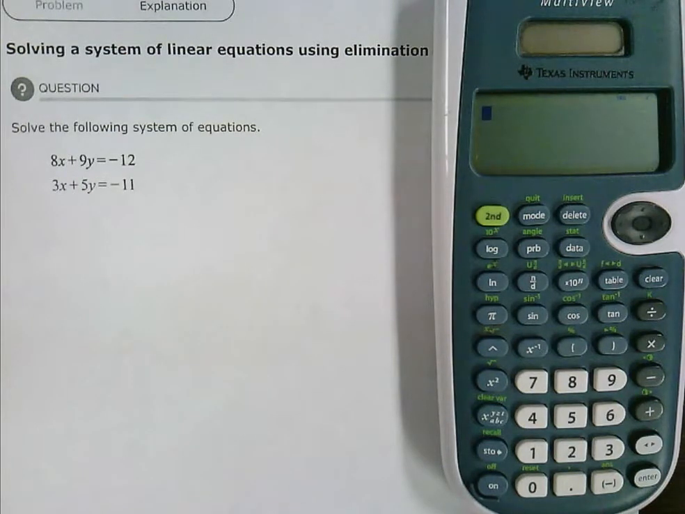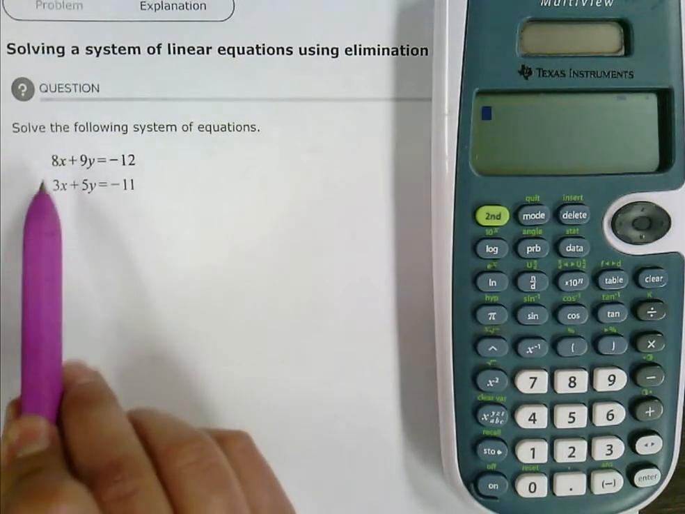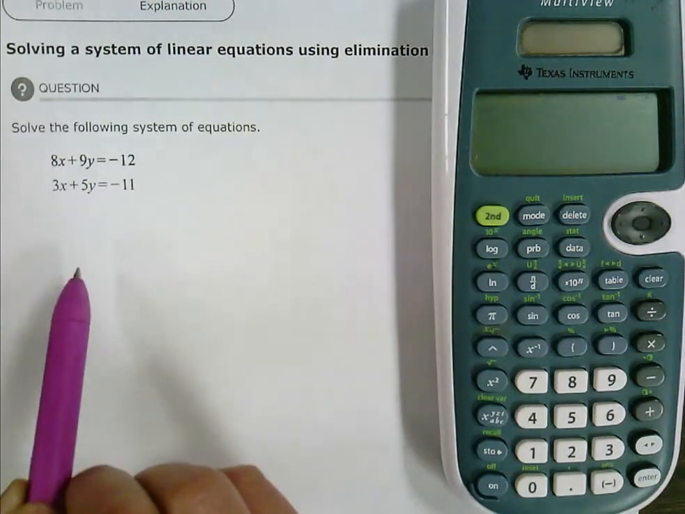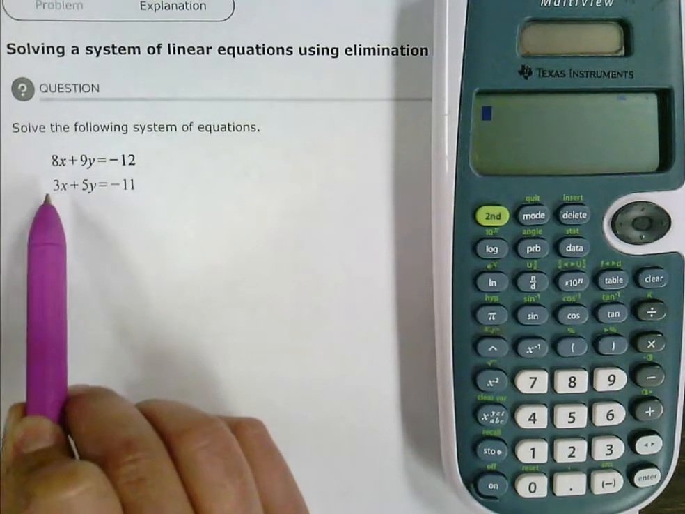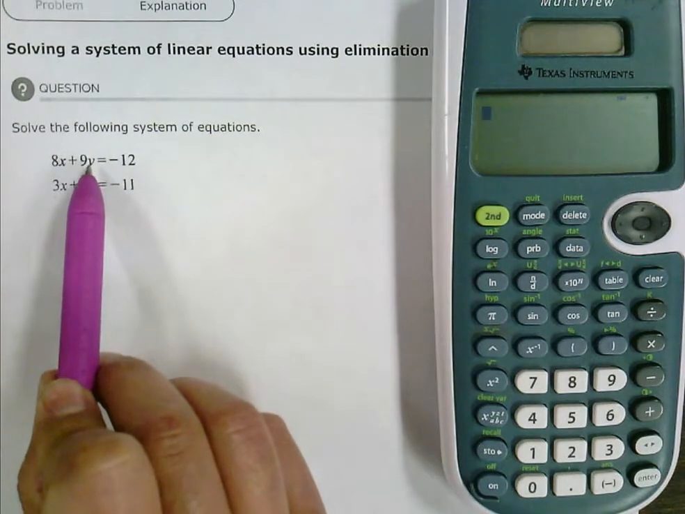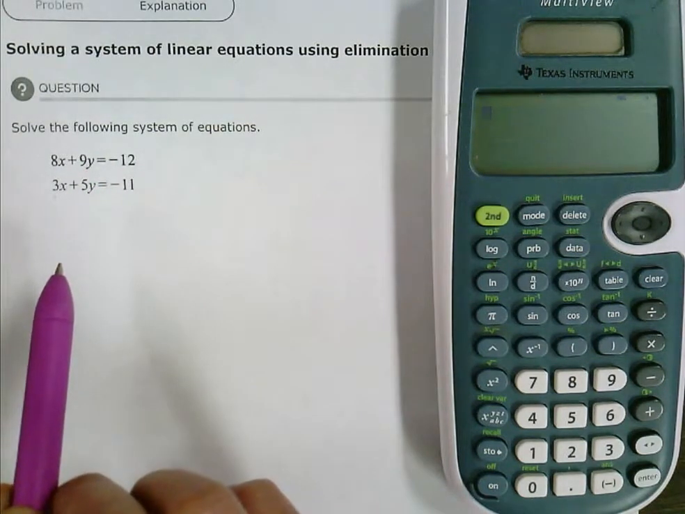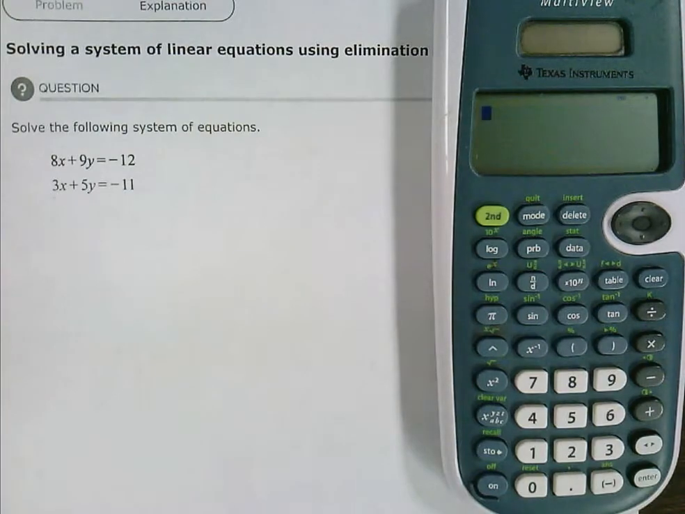Solving a system of linear equations using elimination with multiplication and division. The goal again is to eliminate either the variable x or the variable y. If you look at the x terms, 8 and 3 do not add up to 0. And when looking at the y terms, 9 and 5 do not add up to 0. Therefore, we have to multiply these equations so that they do have coefficients that add up to 0.